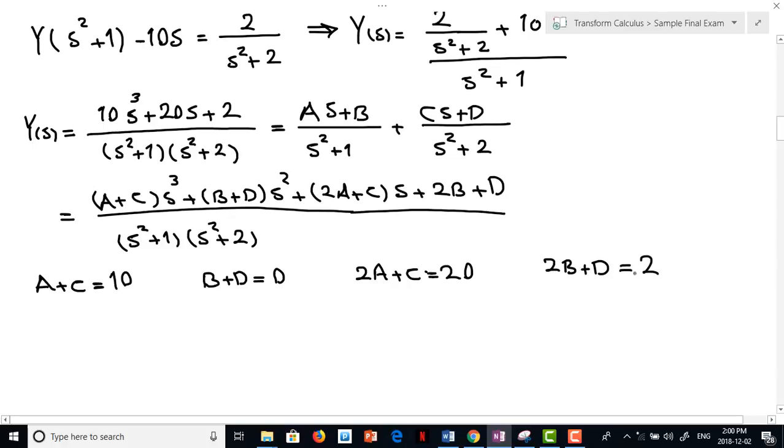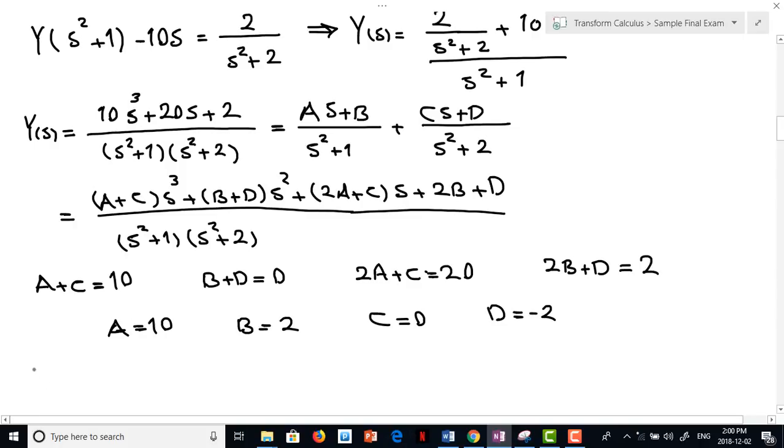Now we have to solve these four equations to find a, b, c, and d. If you solve it, you can see that a is equal to 10, b is equal to 2, c is equal to 0, and d is equal to minus 2.